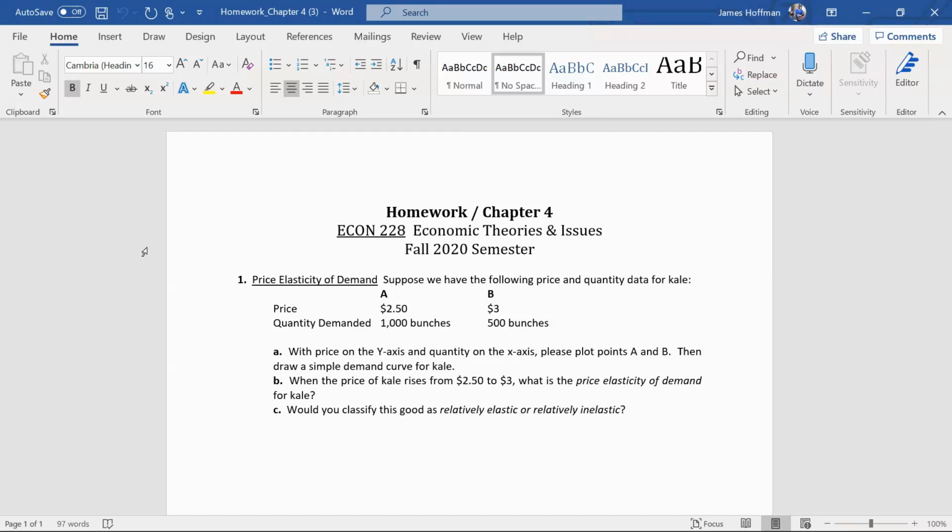So you've got data points, point A and point B, for price and quantity for kale. So here's the initial price and quantity, point A. So then the price goes up, and that's the quantity demanded. So same thing, just plot the points for it, part A. Then use that general formula to calculate the elasticity. And then when you get that, check if it's bigger than or less than 1 in absolute value, and that'll tell you if it's inelastic or elastic.